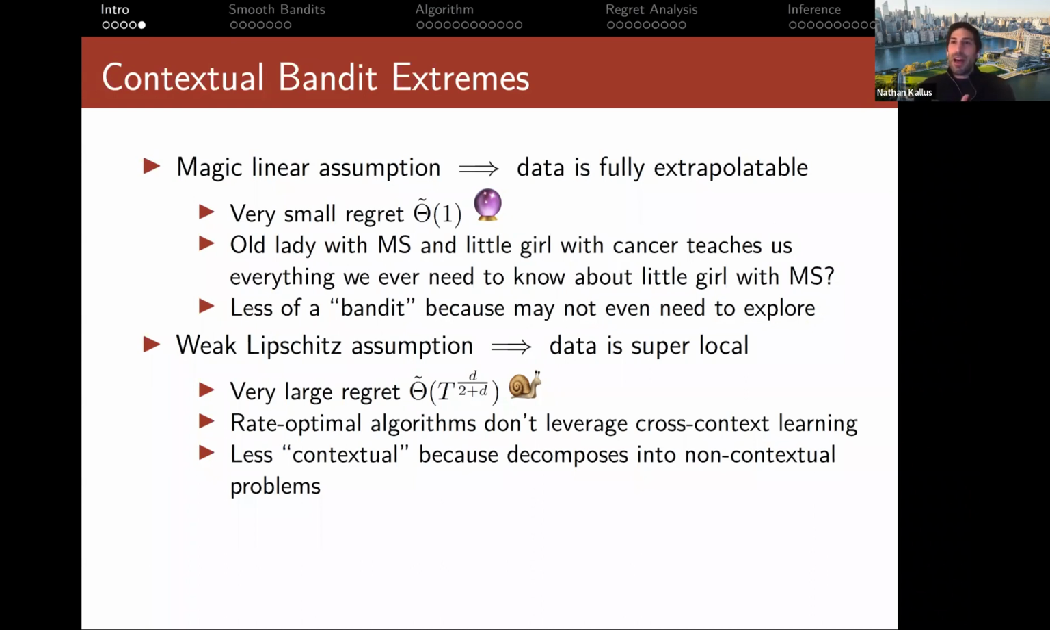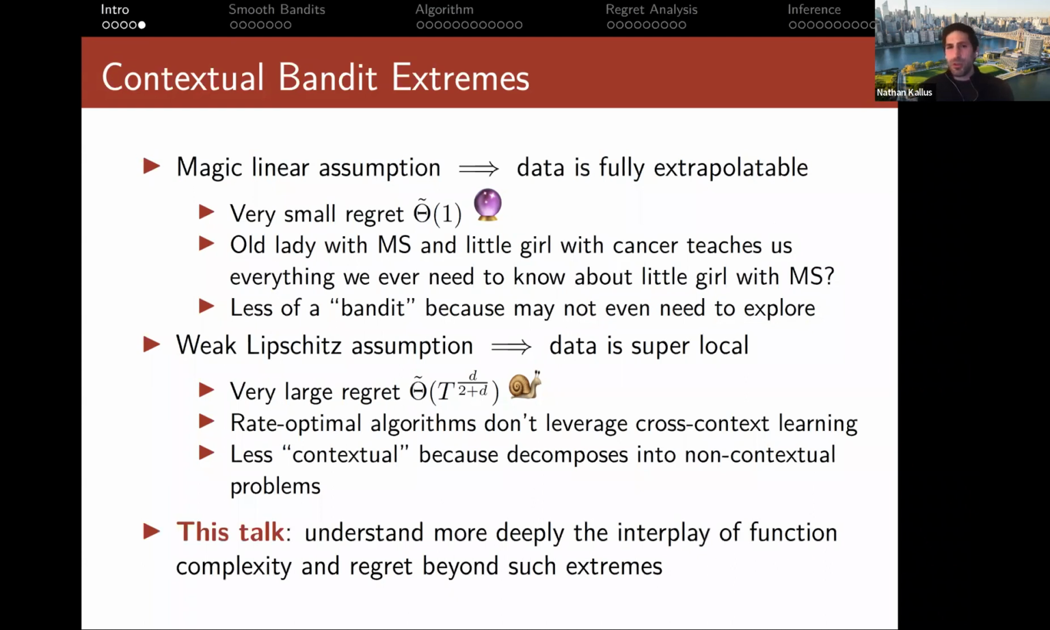So this kind of hides what in the beginning seemed super intuitive, that there should be some sort of interplay between function complexity and regret. And so what I want to try and do in this talk is try to understand that interplay more deeply.